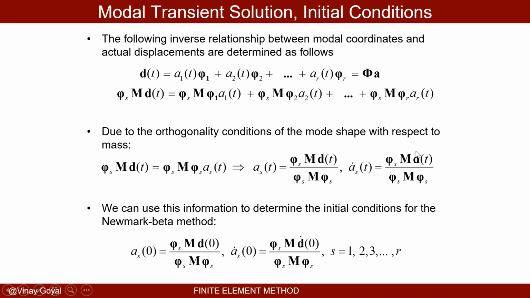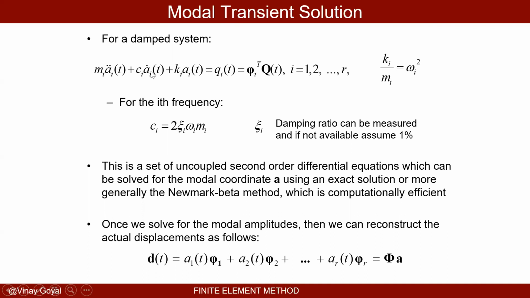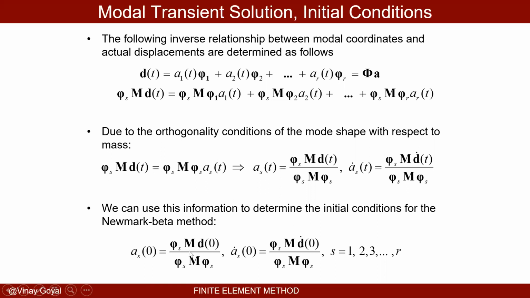So we can use this information to determine the initial conditions for the Newmark beta method, because you know the initial conditions for the problem. And you know this fully for mode shape s, you know the mass matrix, and then you know the initial conditions of the problem, what the deflections are initially, and what the velocities are initially. So you can calculate what these two are to time march this solution here, which is required by the Newmark beta method. And this can be calculated for s all the way through r.